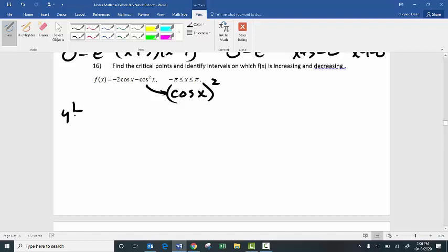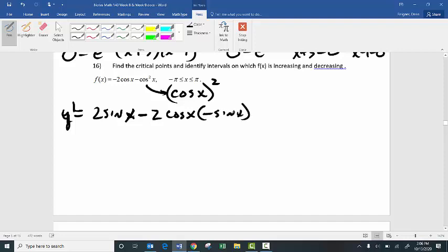Y prime. The derivative: -2 comes along, and the derivative of cosine is negative sine. So this actually turns to a positive. Right? Derivative of cosine is negative sine, -2 comes along, so they cancel each other out. And then the derivative of this, 2, cosine x goes to the first power, so 2 times 1 is 2, cosine goes to the first, and then the derivative of cosine is negative sine.